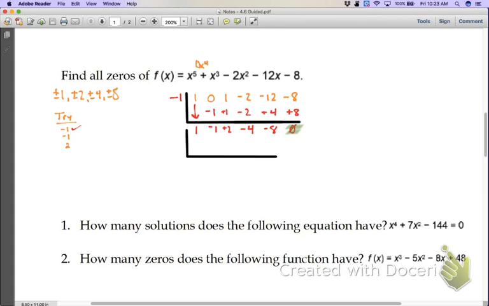So now, which number do you want to use? Do you want to use negative 1 or do you want to use positive 2? Positive 2, that's fine. So, drop the 1. 2 and 1 is 2. Straight down gives me positive 1 again. Gives me a positive 2. Gives me a positive 4. 2 times 4 gives me a positive 8. That gives me a positive 4. And then gives me a positive 8. What do you know? It zeroed out as well. So, the 2 works.